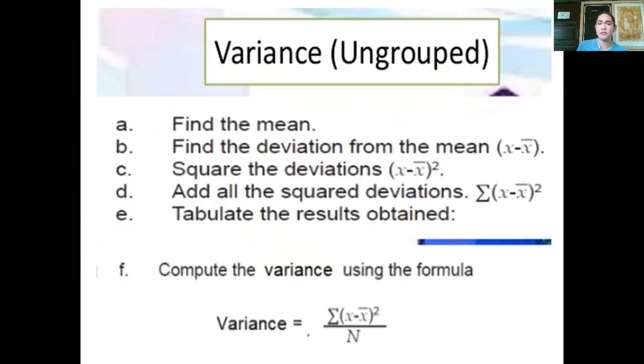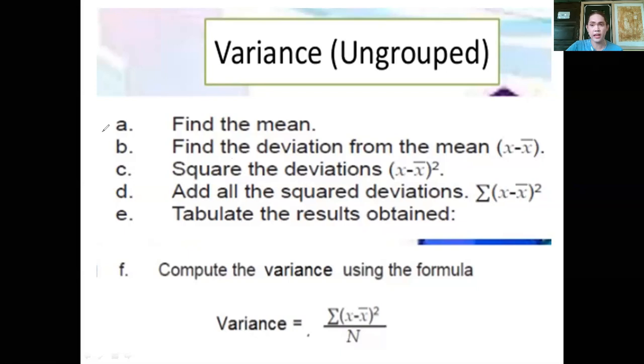Now let's talk about the variance for ungrouped data. The variance, as I have said a while ago, will help us identify the behavior of our data, or how the mean score is spread in a given set of data. The variance will tell us its characteristics. That is the use of the variance. Later I will highlight its uses, advantages and disadvantages. Let's focus first on the formula, how to get the variance for ungrouped data.